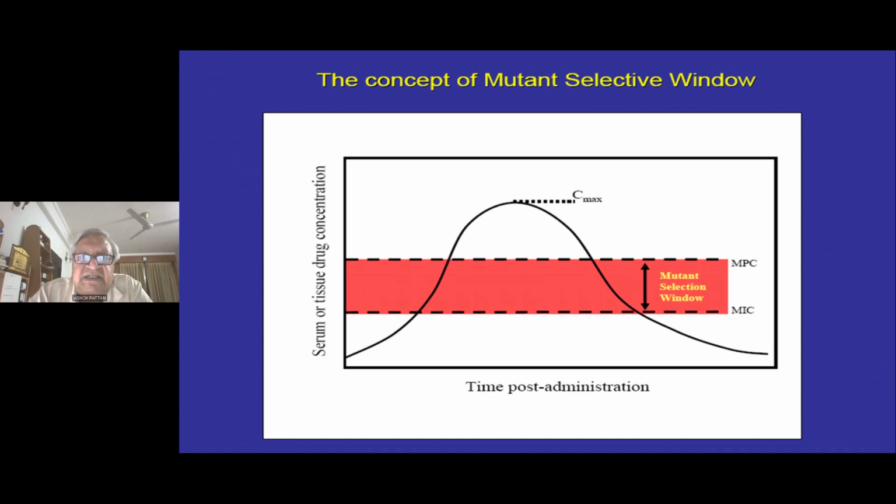Another thing we need to consider is the mutation prevention concentration. We know MIC is the minimum inhibitory concentration. The drug is not effective if the concentration is below MIC, but once it crosses MIC, it will start killing the sensitive ones and the resistant ones would be selected. So unless the drug level reaches higher than another concentration known as the mutation prevention concentration, the difference between MIC and MPC is the mutation selection window where resistant mutants will be selected.